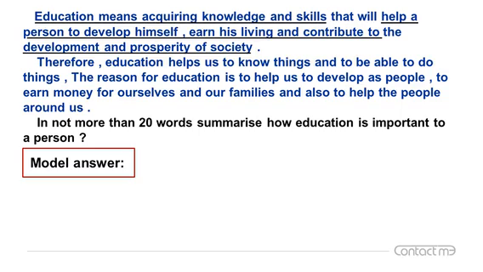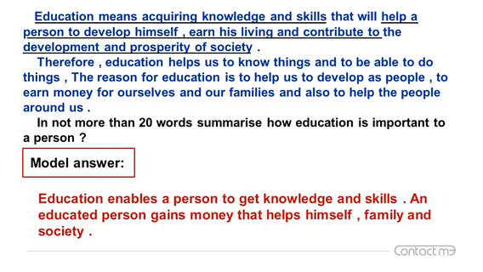This is an answer. Let us see the model answer. Education enables a person to get knowledge and skills. An educated person gains money that helps himself, family, and society.